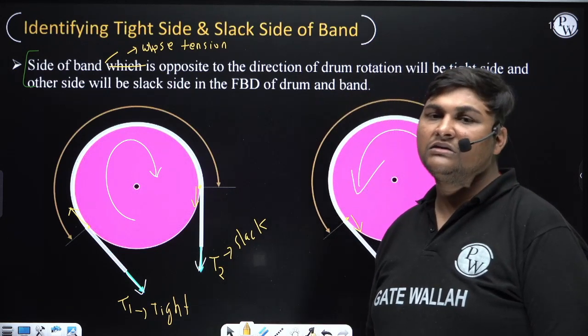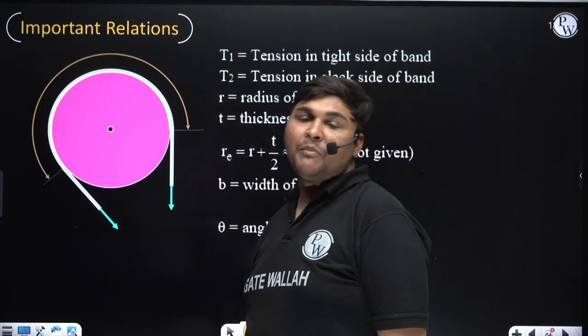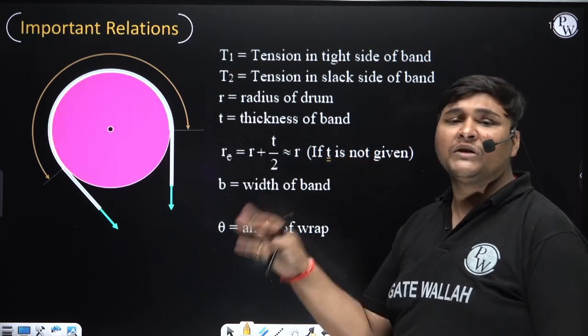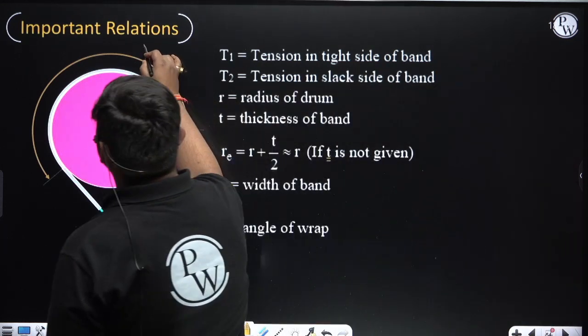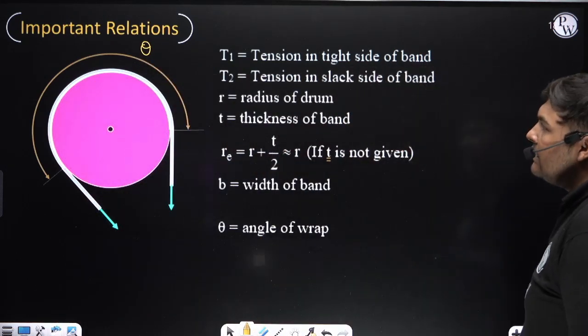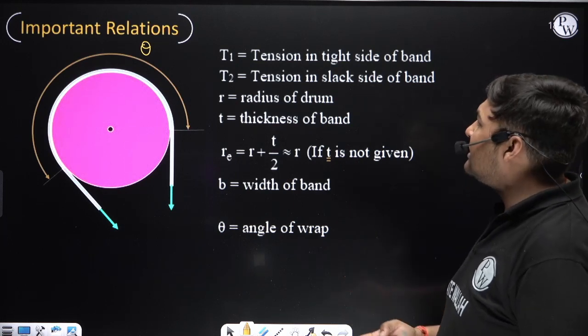Okay, so this is the method to find which side of the band is the tight side or the slack side. Now we will write some important relations for band brake. You need to remember this relation, and this relation is always valid for all types of band brake. This theta is known as the angle of contact or angle of wrap, already written here. Suppose T1 is the tension in the tight side and T2 is the tension in the slack side.